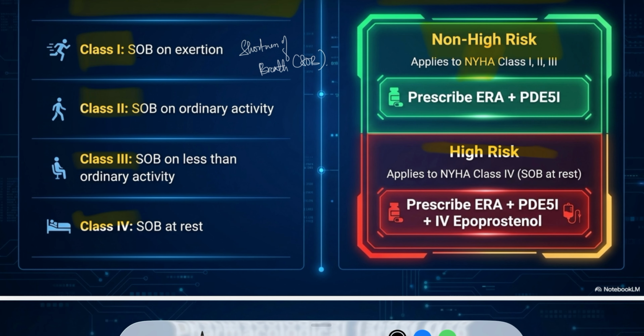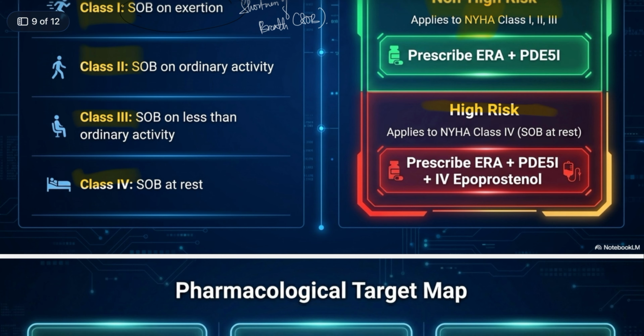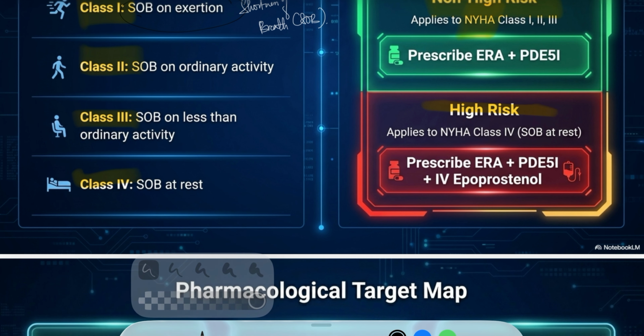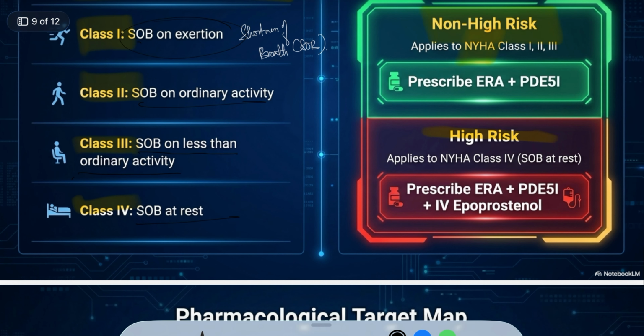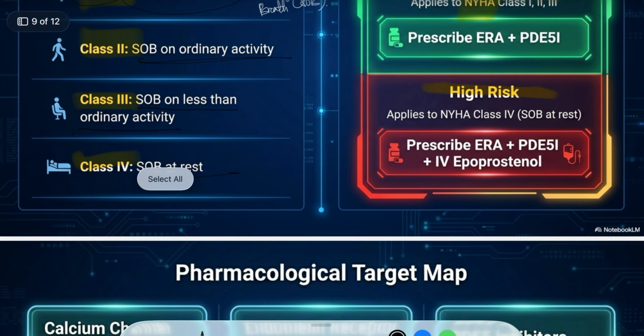Shortness of breath on exertion, on ordinary activity. Then we have shortness of breath on less than ordinary activity, and at rest. Just remember, you are working out, so you are in class 1. If you are working out and getting shortness of breath, it's absolutely normal, it's fine. Then with normal activity, if you are walking and still getting shortness of breath, it's not okay, but still people can get it. Class 3, shortness of breath on less than ordinary activity.